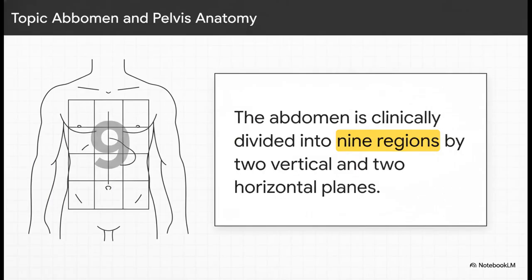Okay, so we've got our central line, the aorta. Now we expand outwards from there. Clinically, as you know, we slice the abdomen into 9 regions to help us pinpoint what's wrong. And that grid is made by just 2 vertical and 2 horizontal planes. Let's see exactly what they are.